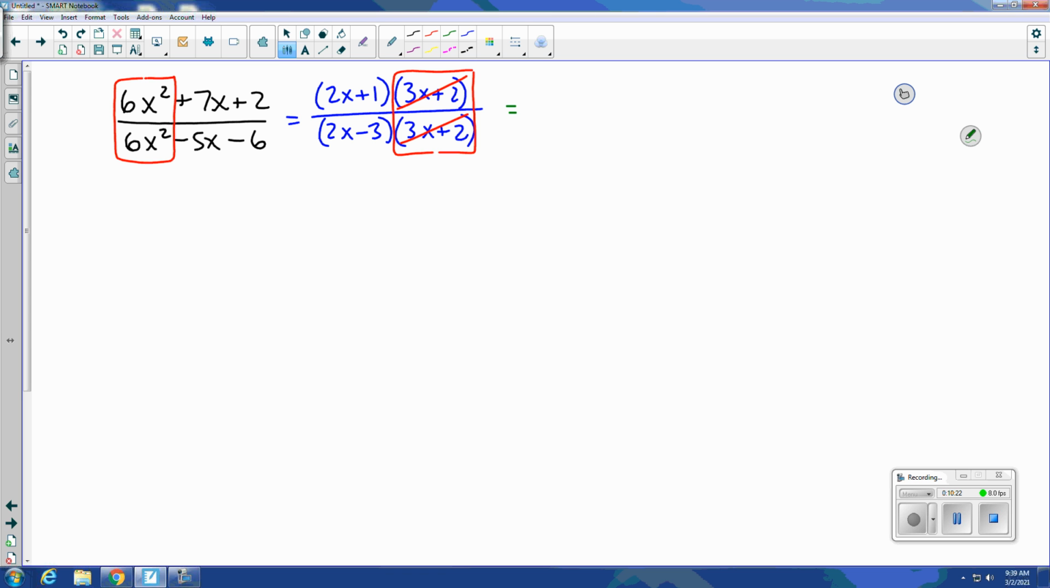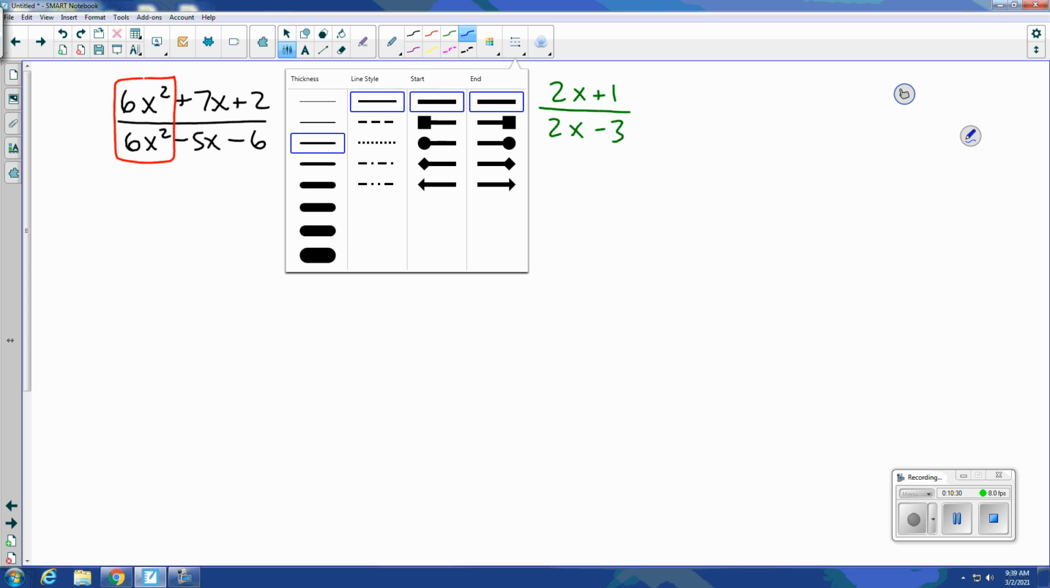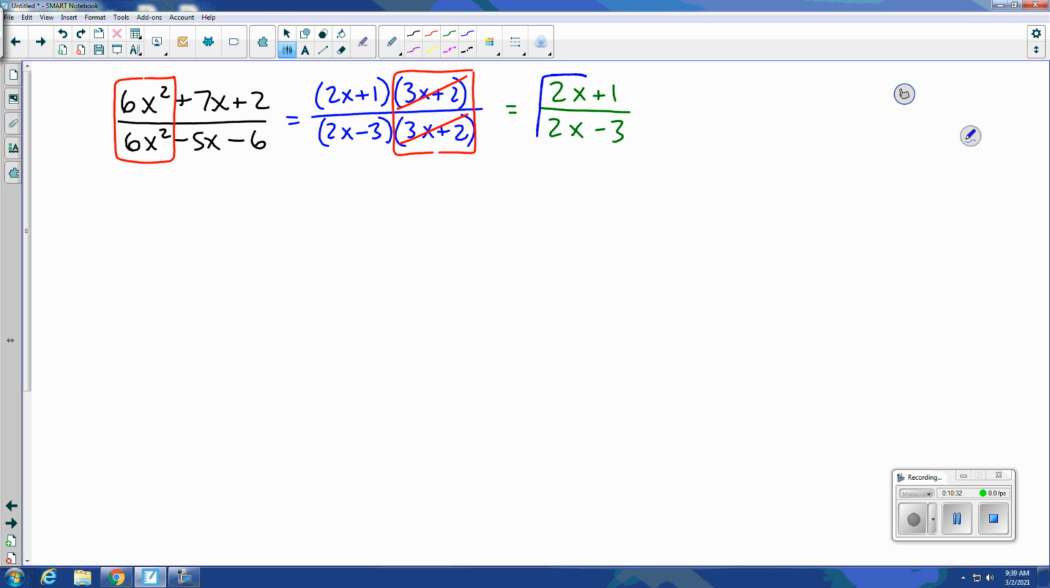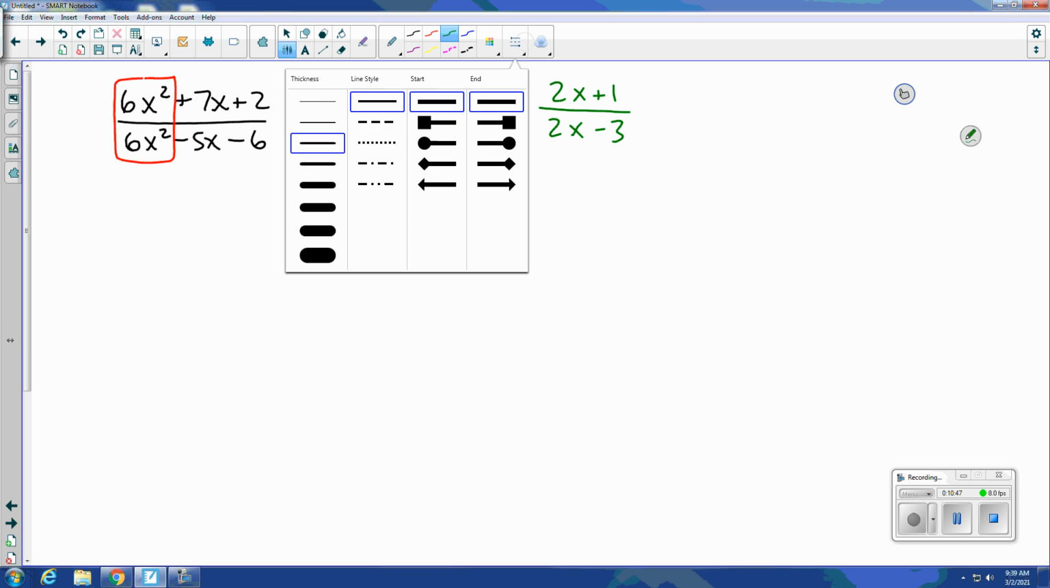And now, as a final result, we have 2x plus 1 over 2x minus 3. Again, you may be tempted to cross out the 2x's. And yes, you are right that 2x over 2x is equal to 1, but we're not multiplying by 1 in that scenario. And we need to multiply by 1 in order to make the cancellation. So that is not a valid cancellation, and therefore what I have here in green is the final answer.